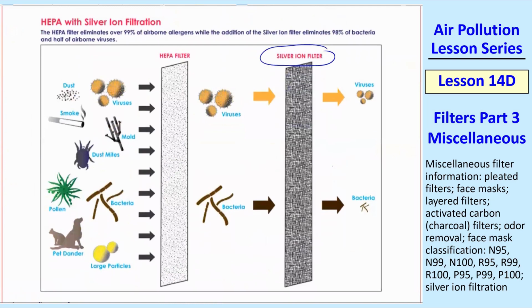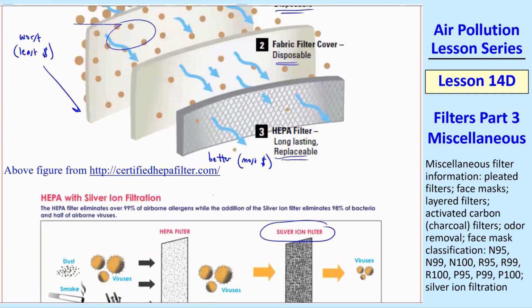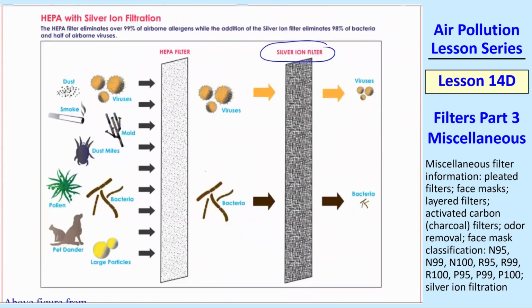But some of these metals actually have a property that they can kill bacteria and viruses on contact. So a different kind of layered filter, you'd have a HEPA filter here. Even upstream of this, you'd have some cheaper air filters like in this upper diagram. And then you'd have a HEPA filter, and then you'd have a silver ion filter. The idea being that some of these bigger particles and dust mites and things are caught in the HEPA filter, and some of the bacteria and viruses are killed when they go through the silver ion filter.